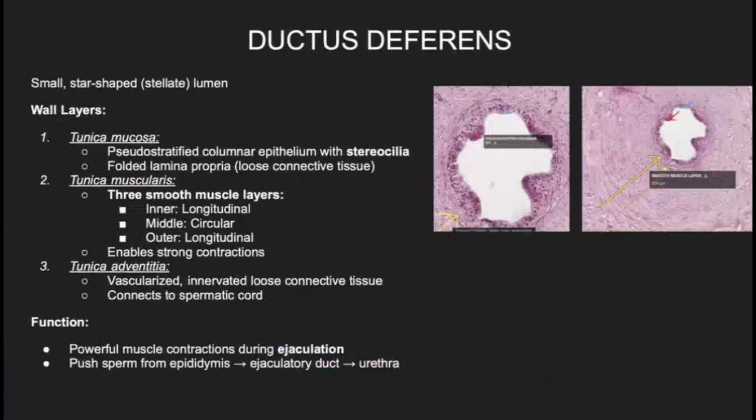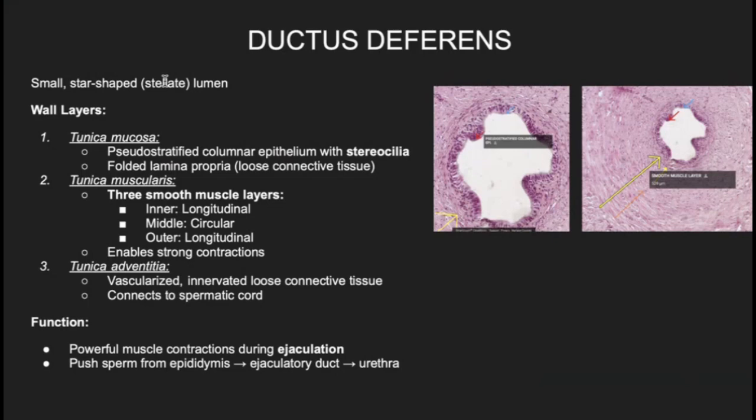So when we talk about the ductus deferens, as I said, it has a star-shaped lumen and three layers: tunica mucosa, tunica muscularis, tunica adventitia. The tunica mucosa has the pseudostratified columnar epithelium with stereocilia and folded lamina propria mucosa. The tunica muscularis has three layers: inner longitudinal, middle circular, outer longitudinal as well.